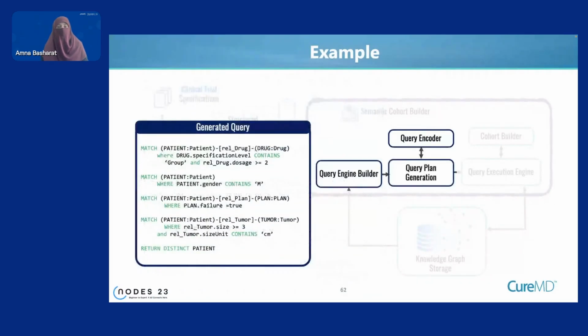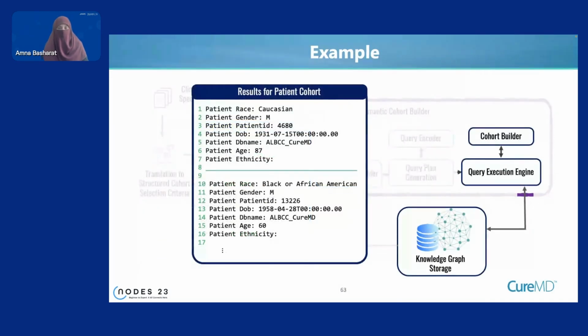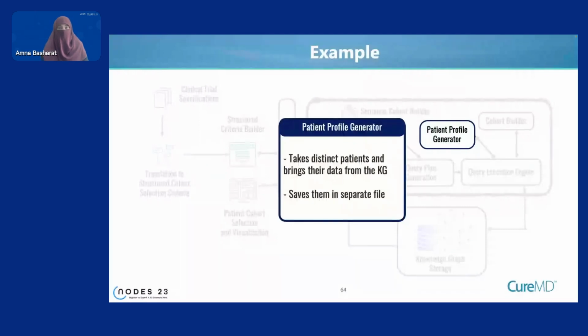And then the query builder or the query engine generates a Cypher query corresponding to the JSON input. Then the results are retrieved using the query execution engine and the cohort builder. There's also a patient profile generator, which takes distinct patients and retrieves their profiles. So this was what the cohort builder design looked like.